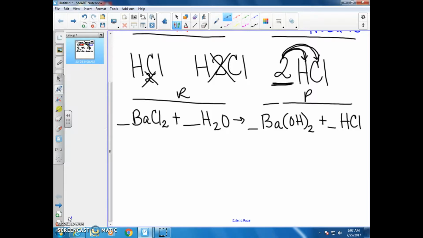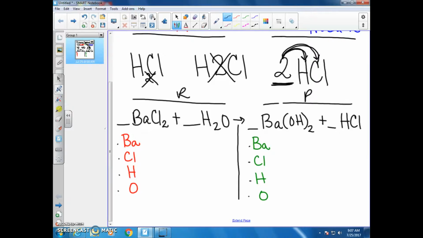So the first thing you need to do is draw a line at the yield sign or the arrow sign and make sure that you know what you have on the reactant side. We have Ba, Cl, H, and O. And on the product side, we have Ba, Cl, H, and O. Keep in mind that you need to have the exact same elements on both sides. If you do not, then something is wrong with your equation and it's not going to balance, and therefore it's not an actual chemical reaction. So you need to go back and check it.